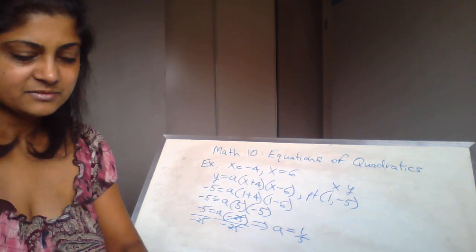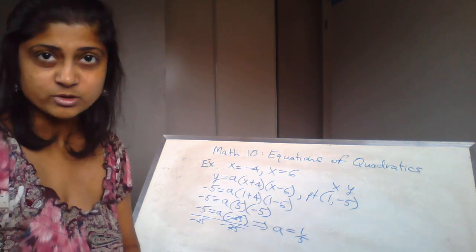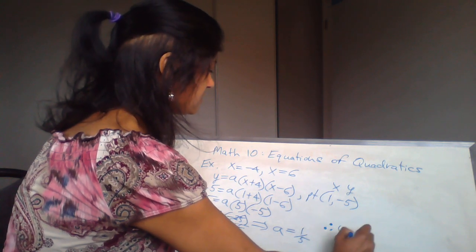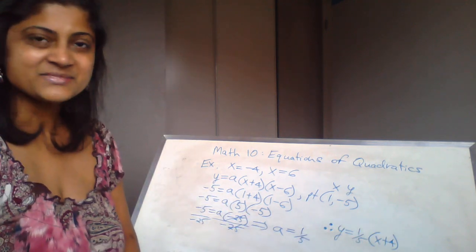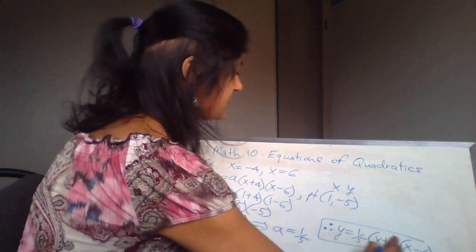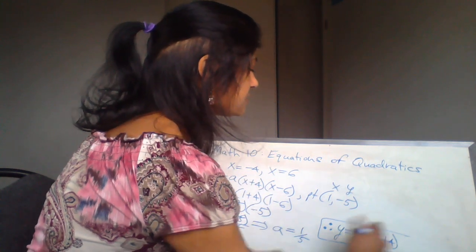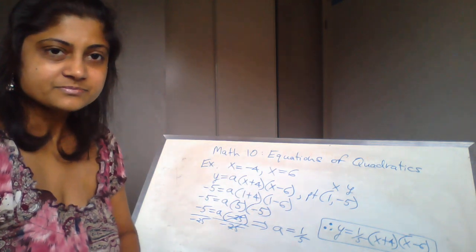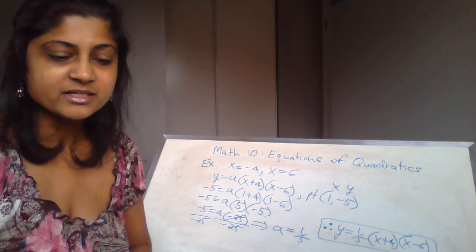Everyone sees that? So you don't need to actually box your answer here because I want to make sure I write the final equation. So we'll put, therefore, y equals 1 over 5 times (x plus 4), times (x minus 6). So this is my final equation, and I'm going to box my final equation. I'm just going to move this up so everyone can see it. And you can see the value of a is 1 over 5.